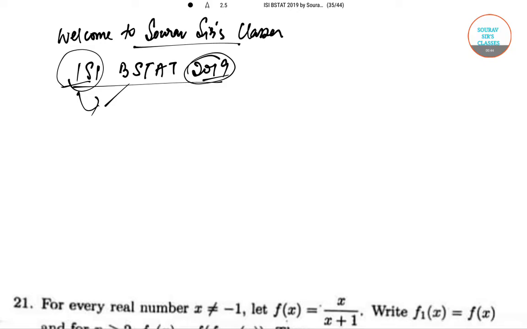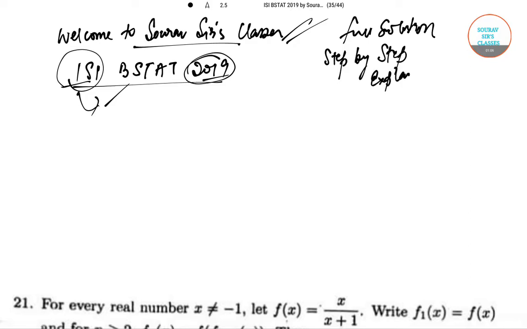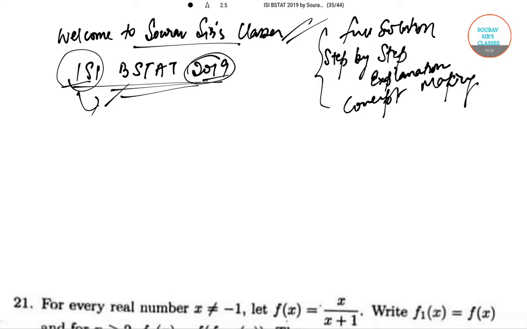There are many difficult questions which students cannot solve on their own. So here at Sort of Sir's classes, we are aiding you so that you can get the complete solution of each question. Even if the question type is MCQ, we are giving a full, step by step explanation. In this video and in our previous videos as well, concept building is important, and concept making is done here. So a lot of things you will be getting in this video. In this ISI BSTAT 2019 video, we will be solving a lot of questions.